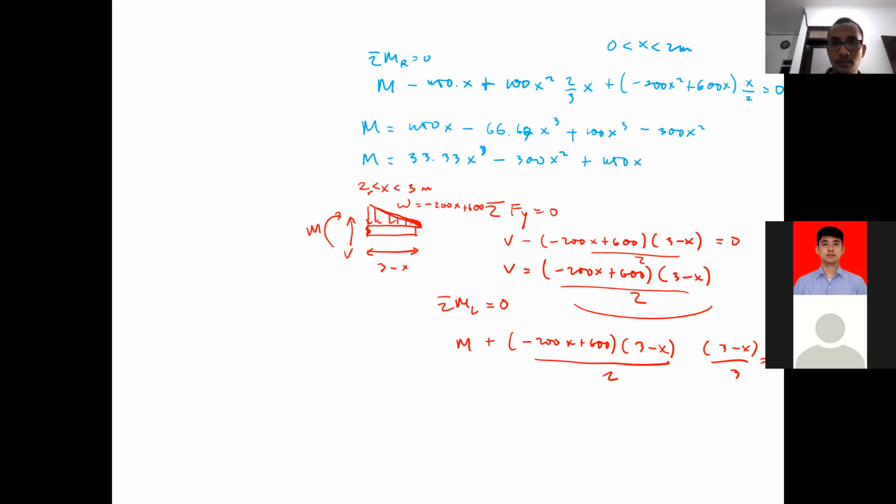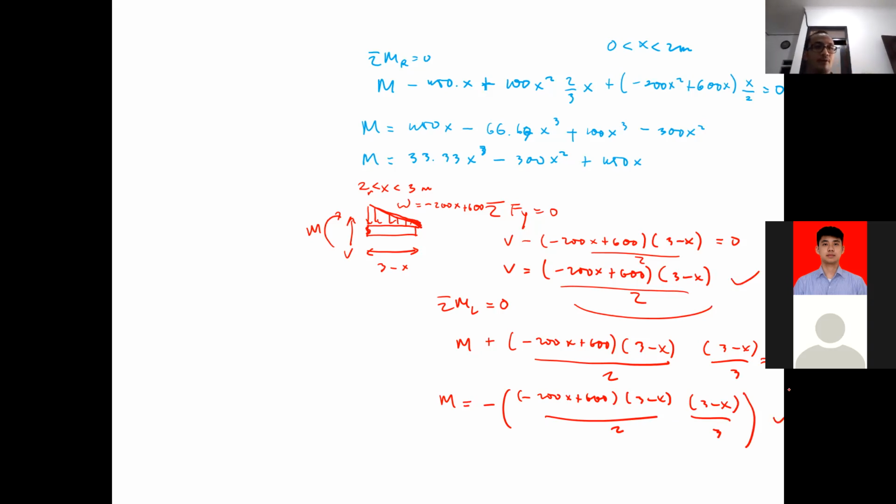Okay, so you get the moment there, which is supposed to be minus 200x plus 600, 3 minus x divided by 2 multiplied by 3 minus x divided by 3. Something like this. That is the moment, and this is the phi. Okay, how do we draw the diagram in this case, Timothy? After we got all the equations.